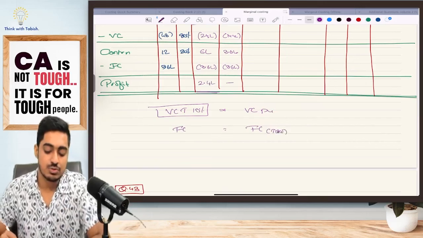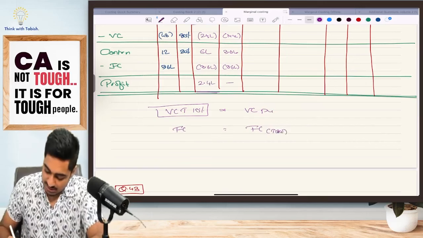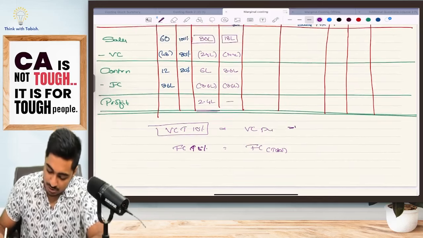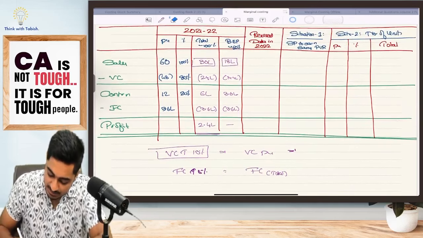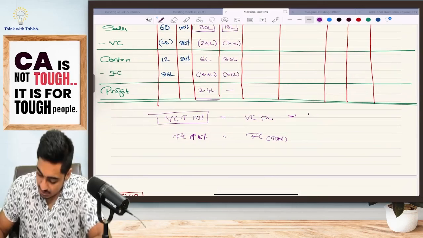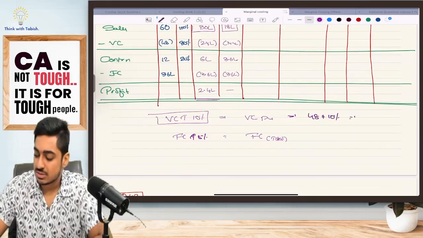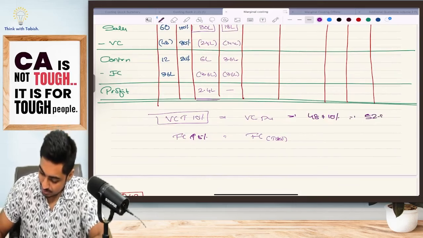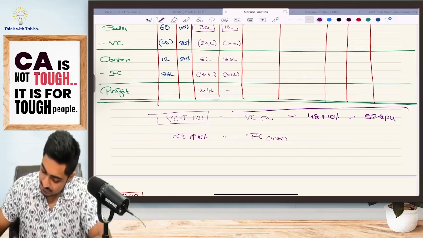Question is telling variable cost will increase by 10%, fixed cost will increase by 5%. Tell me how much was my variable cost per unit last year? Sir, last year my variable cost per unit was 48. This year it will increase by 10%. That means it will become 48 plus 10%. How much will it become, students? 52.8 per unit. Yes or no, everyone?